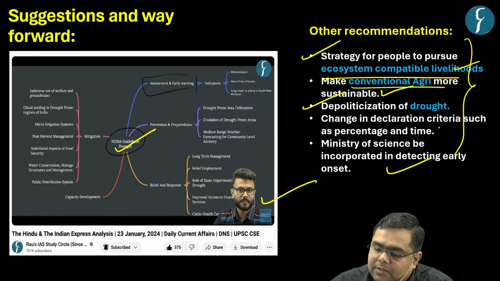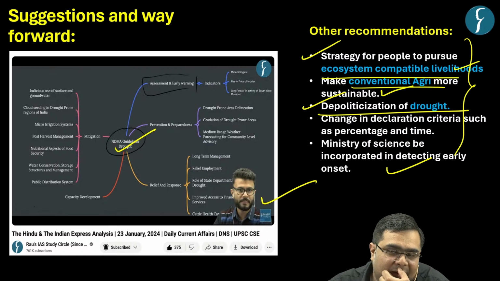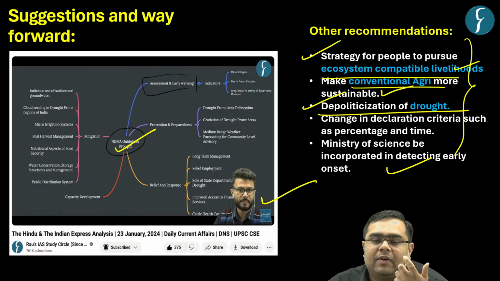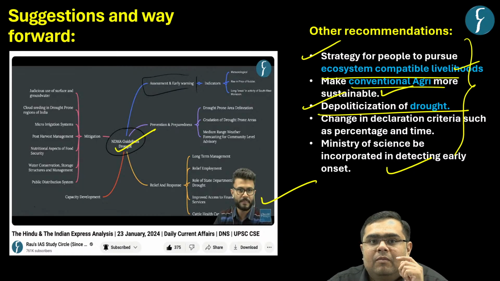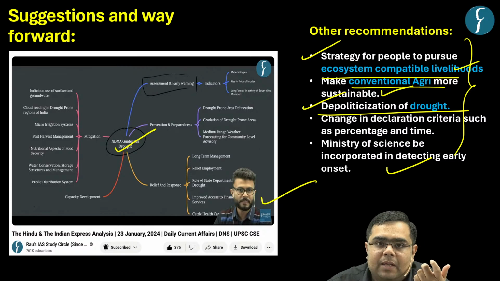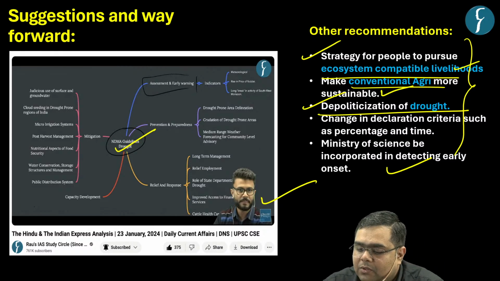Then next is depoliticization of droughts, because droughts, again, what is the issue? Droughts are not declared at the early stages. That is why a cascading impact happens, and at a later stage it becomes out of the hands of the administration. Why does the government hesitate in declaring droughts at the first instance? The reason being that the opposition might use it for political gains and so on and so forth.